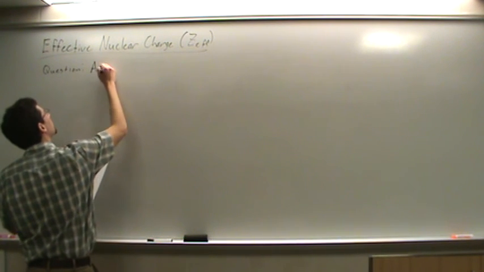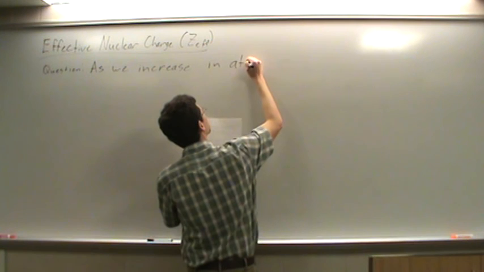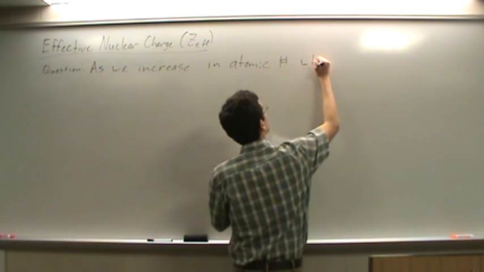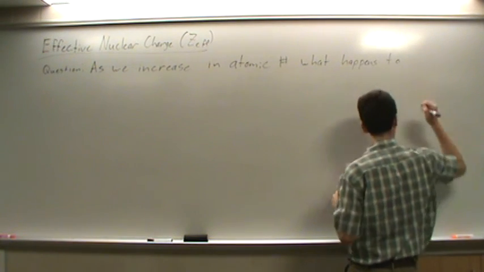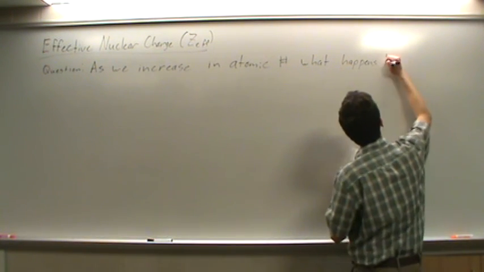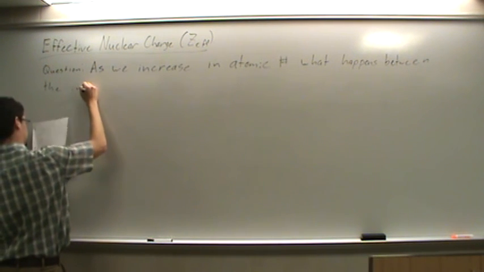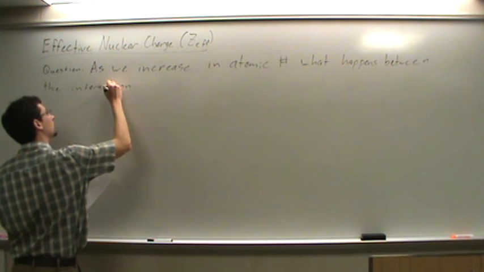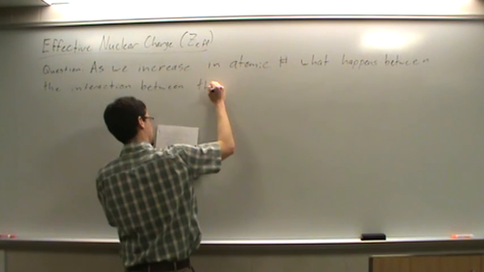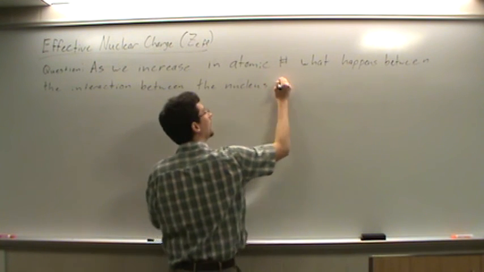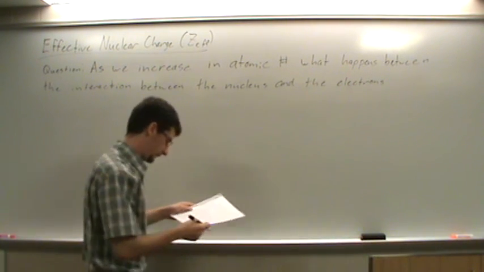So, as we increase in atomic number, what happens between the interaction between the nucleus and the electrons? So we're going to look at that interaction.